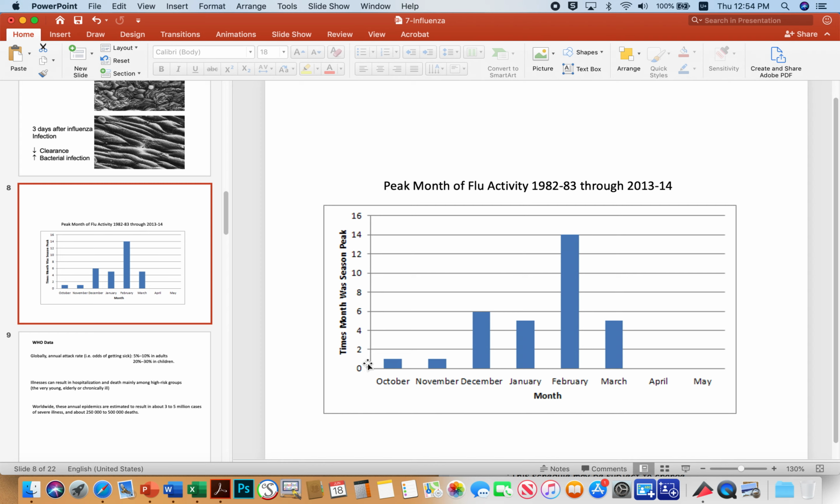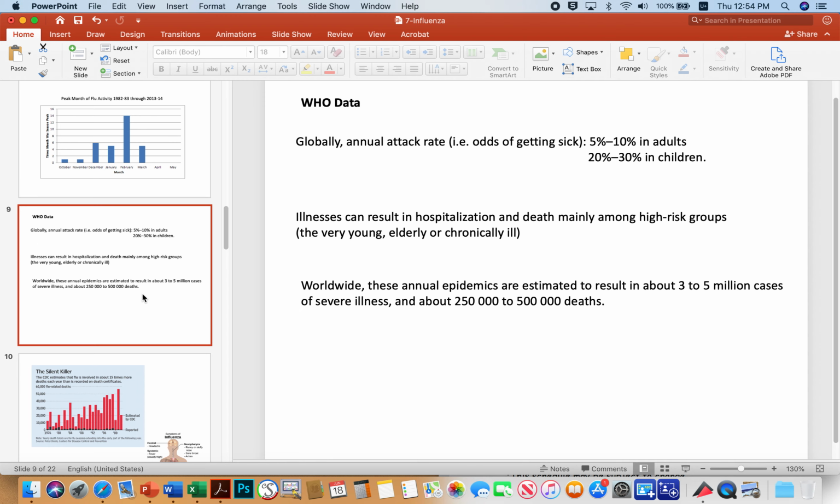And so this is typical peak flu activity in a broad range of data sets. You can see that peak flu activity is typically February, but it's generally a 1, 2, 3, 4, 5, 6 month deal, with most of the cases occurring in the later part of winter and early part of spring. WHO data showed that the global attack rate, odds of getting sick, is about 5 to 10% in adults and 20 to 30% in children.